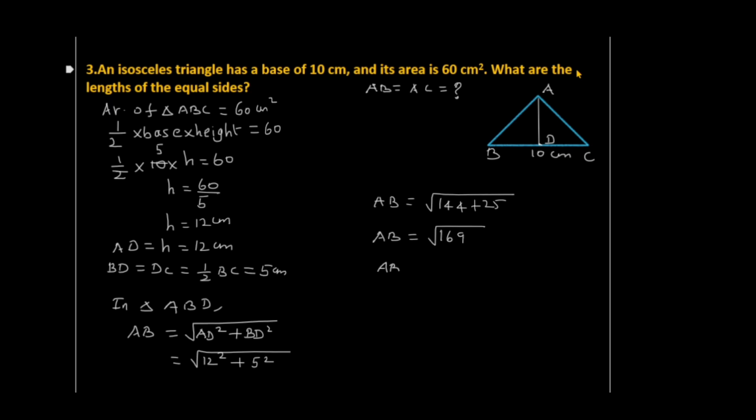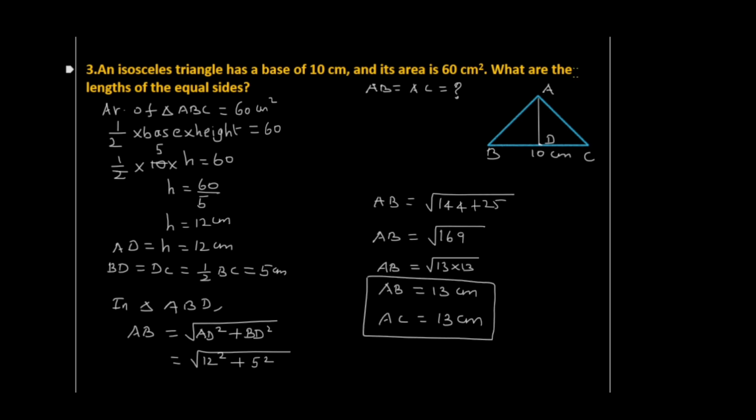169 is a square number. 13 square is equal to 169. So we can write 13 into 13. Square root of 169 is 13. So 13 centimeter. If AB is 13 centimeter, then AC also 13 centimeter. So length of equal sides is 13 centimeter each. AB, AC is equal to 13 centimeter.